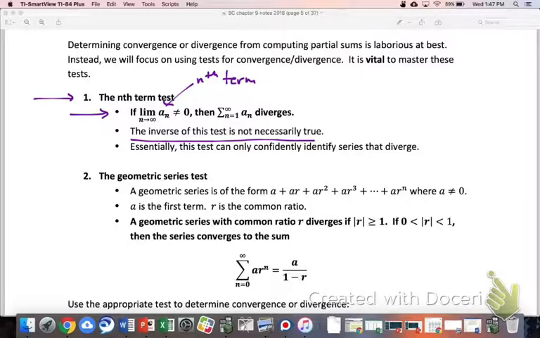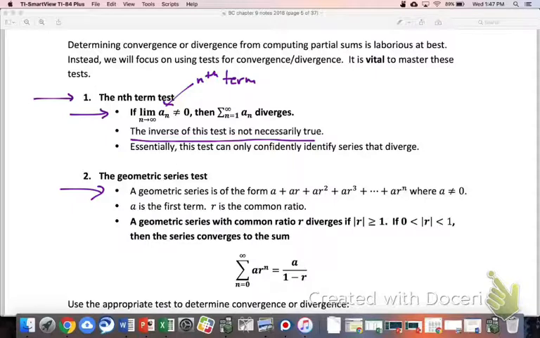And then there's also the geometric series test. I'm definitely relying on the idea that you saw this in pre-calc. A geometric series is basically a series in which the next term is found by multiplying the previous term by a common ratio, and you get the next one by multiplying by the same common ratio again.